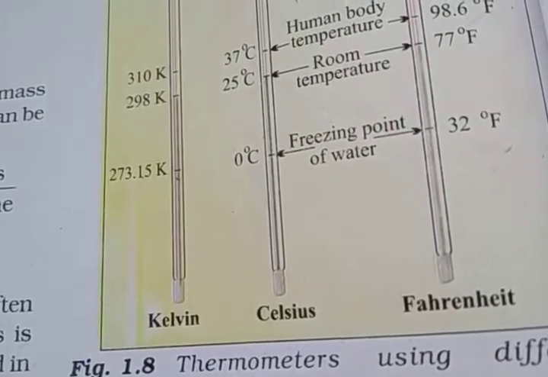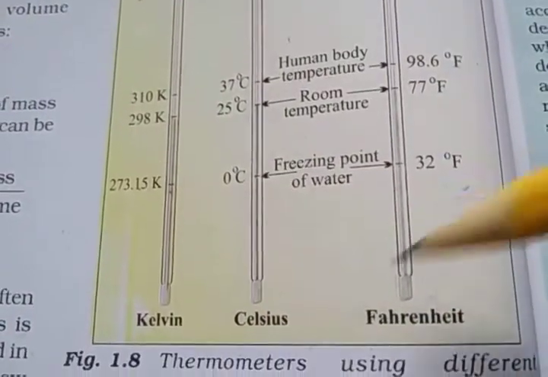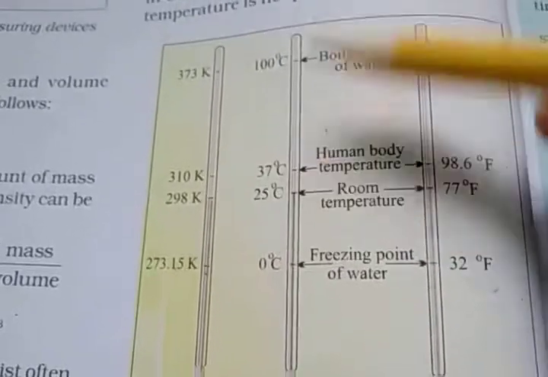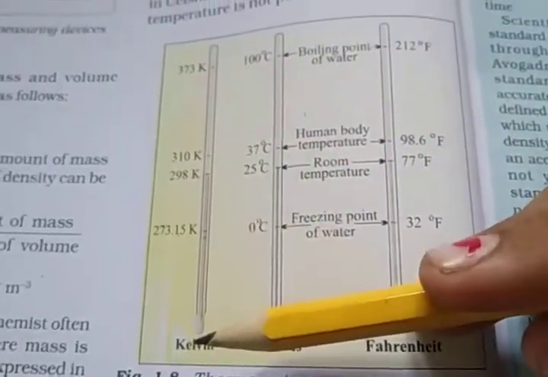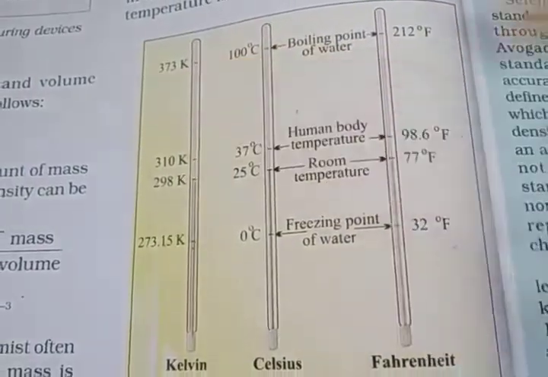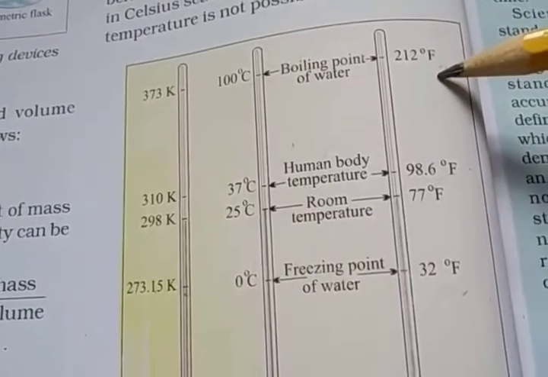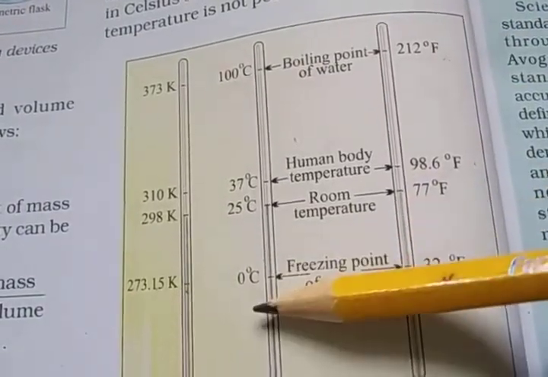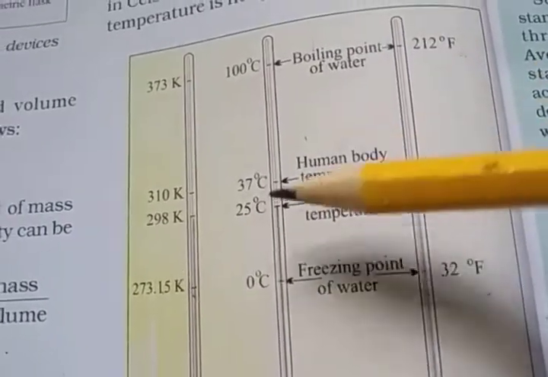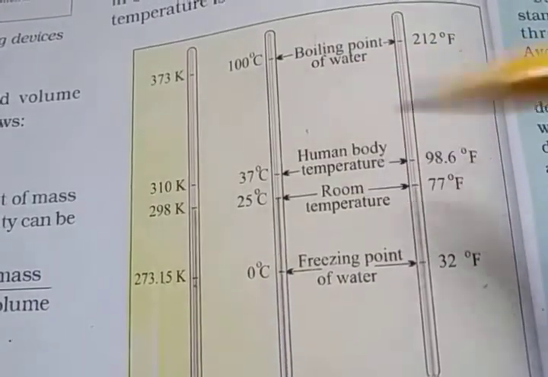So temperature scales are of three types: Celsius, Kelvin and Fahrenheit. Celsius is from 0 degree Celsius to 100 degree Celsius, Kelvin is 273 to 373 Kelvin, and Fahrenheit is 32 degree Fahrenheit to 212 degree Fahrenheit. Freezing point of water is 0 degree Celsius, room temperature is 25 degree Celsius, human body temperature is 37 degree Celsius, and boiling point of water is 100 degree Celsius.